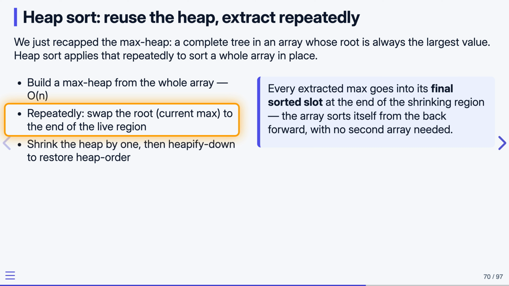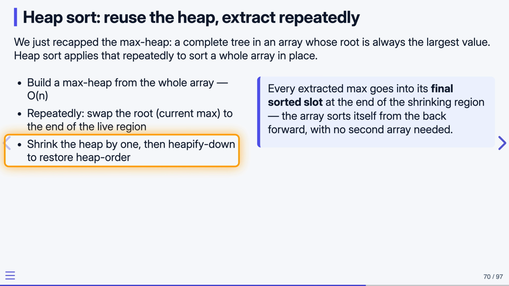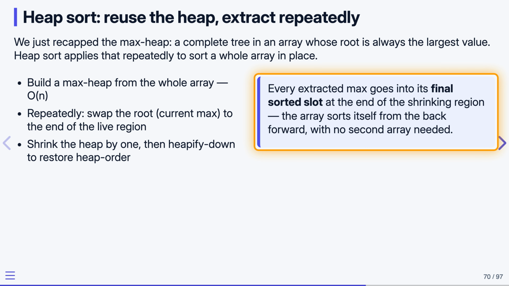Then we repeat one move. Swap the root, which is the current maximum, to the end of the live region. Shrink the heap by 1, then heapify down to restore the heap order at the new root. Every extracted maximum lands in its final sorted slot at the end of the shrinking region. The array sorts itself from the back forward, with no second array needed.